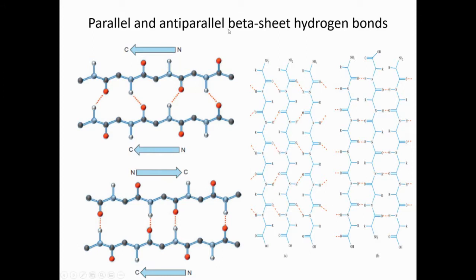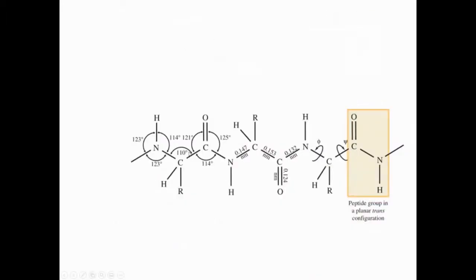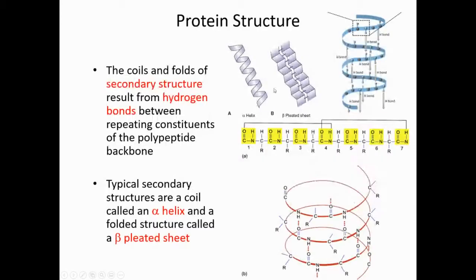These are the forces to maintain the secondary structure. So for the primary structure, we have the peptide bond to maintain the primary structure. For the secondary structure, then we need the hydrogen bond.